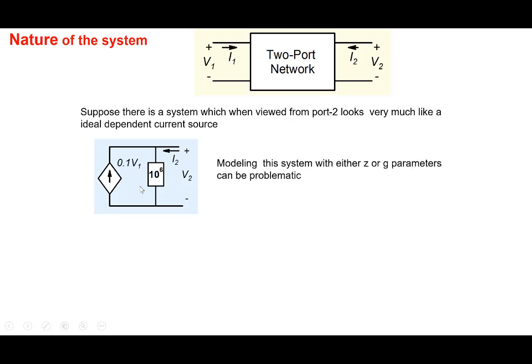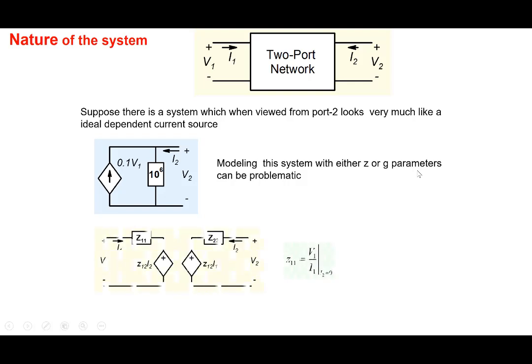So now, if you try to take this network and you are not aware that from the output side it is closer to a current source, and you try to model it using Z or G parameters here, it can be problematic. For example, if I try to model it as Z parameters here. Now Z parameters, note that you determine by making, let's say, Z11 is V1 by I1, and you will make I2 equal to 0.